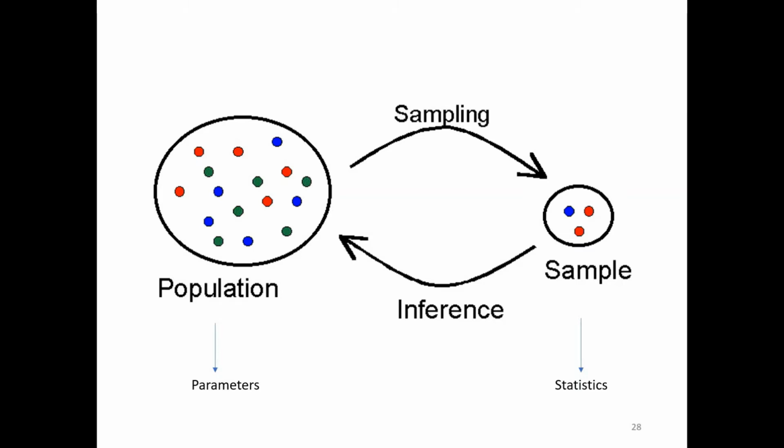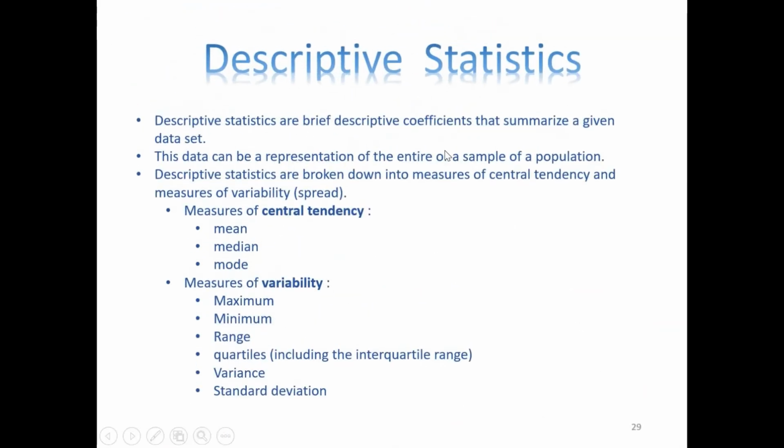So when we say mean, then the population mean is actually a parameter, while the sample mean is a statistic. Now let's move forward to the next topic, which is descriptive statistics. Descriptive statistics are brief descriptive coefficients that summarize a given data set. These are basically the numbers or the estimates, the values which are associated with some data set.